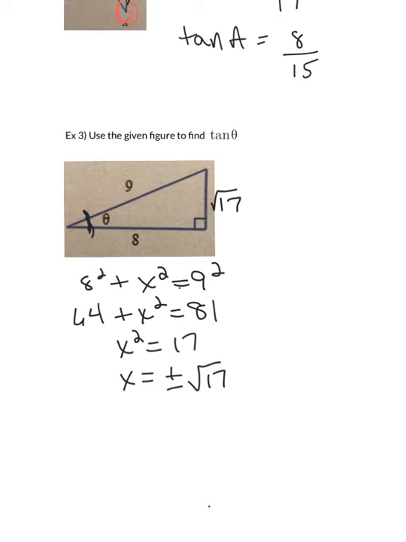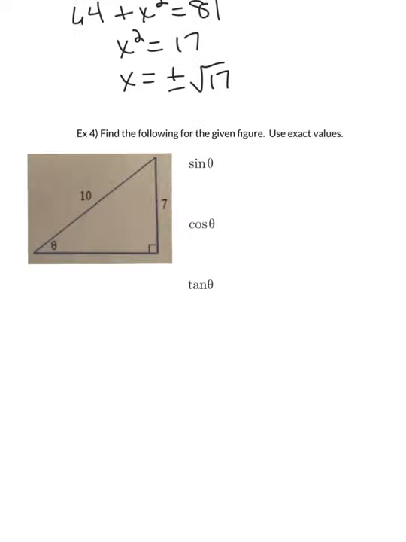Now that we know the side across from angle theta, we can do the tangent for theta, which is the opposite, the square root of 17, over the adjacent, the leg connected to theta, which is the 8.